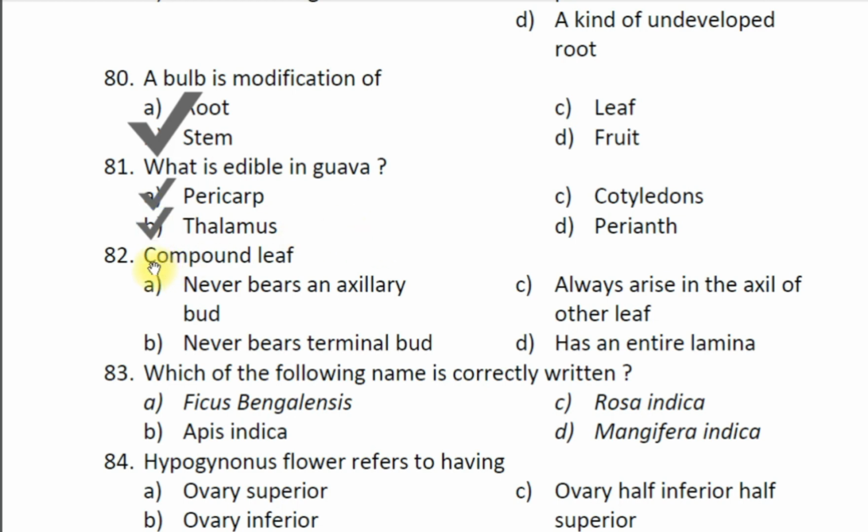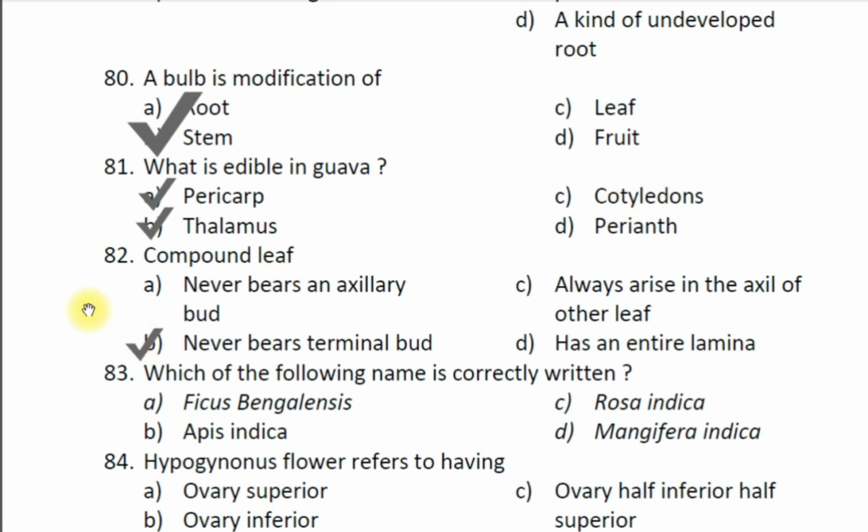Question number 82. Compound leaf: A. never bears an axillary bud, B. never bears terminal bud, C. always arises in the axil of another leaf, D. has an entire lamina. Here option B is correct.